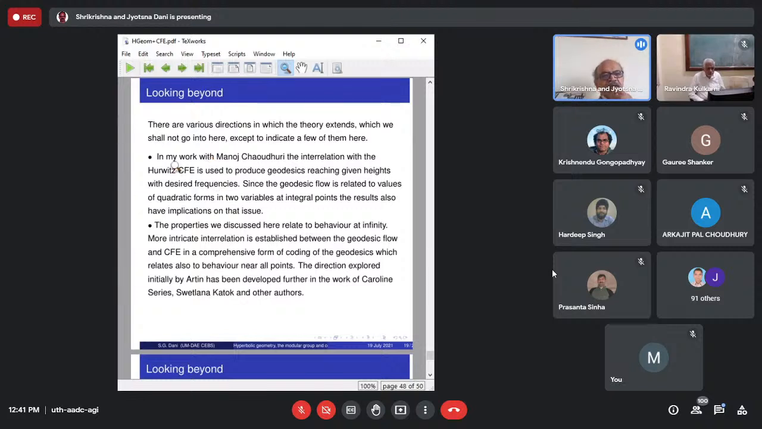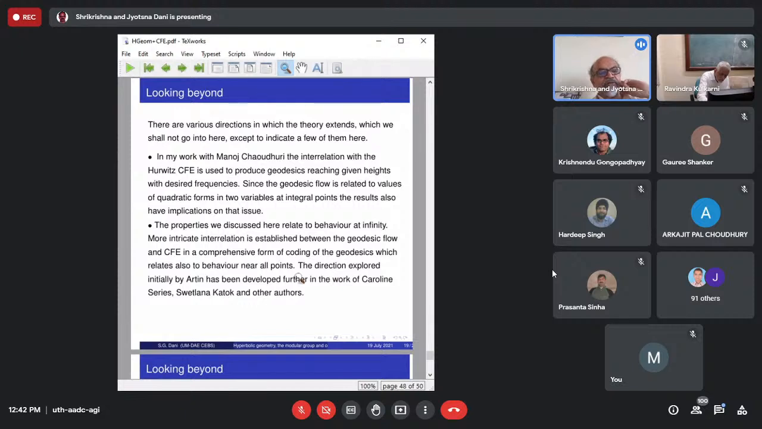Now, I introduced the general picture that almost all orbits are dense, but emphasized that I'm interested in the complement. I gave the example of being interested more in rationals, though they are a small subset in some sense. On the other hand, there is a considerable amount of theory which relates to the generic picture also. A more intricate interrelation is established between the geodesic flow and continued fraction expansion in a comprehensive form, in the form of coding of geodesics. Though here I introduced the interrelation between continued fraction expansion and non-dense orbits, there is a similar interrelation between dense orbits and properties of continued fraction expansion, which we will not go into.